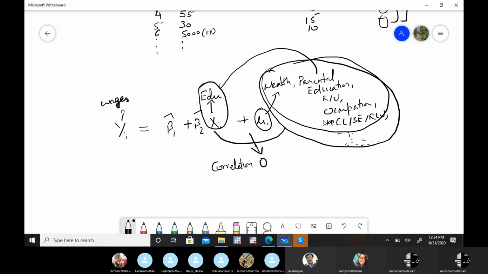But if you have a multivariate regression model and more independent variables, then the space for these unknown factors will get reduced and the variables will increase, so this explanation will change. But so far, this combination is not correlated.